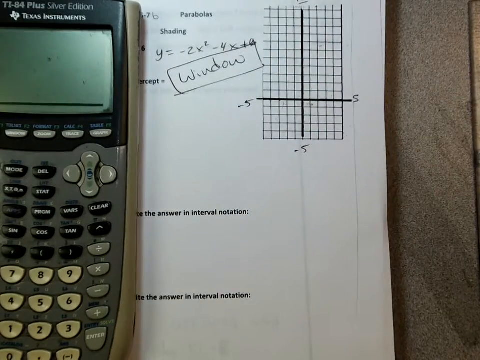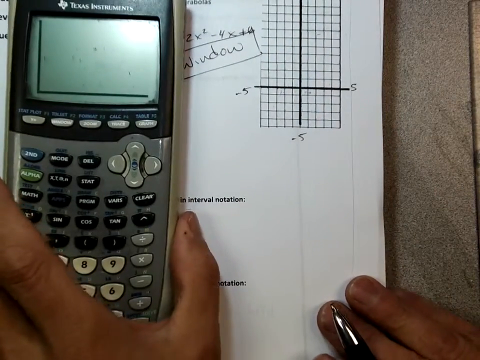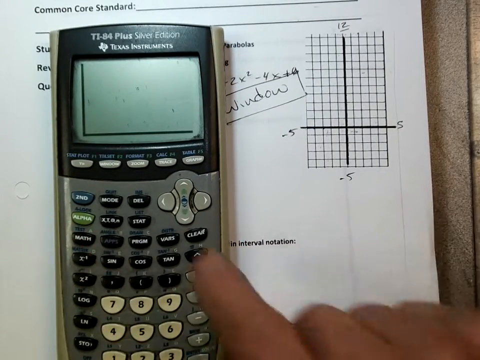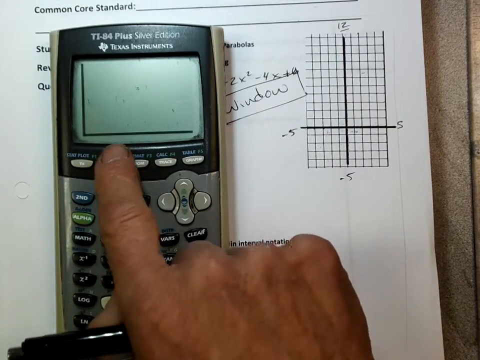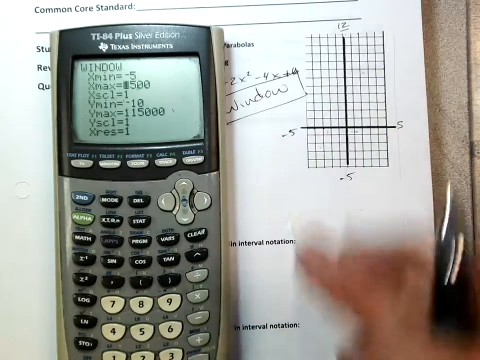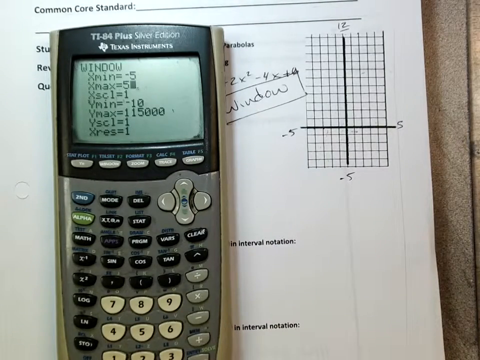So the window I want to put in my calculator needs to match the window I have on my graph. So I push window, right there, window. You see it? Now, the last person who used the calculator, the window was 0 to 1500. Way too big. We want to go negative 5 to 5. Does that make sense? We want to go negative 5 to 5, so I'm going to go negative 5 to 5, all right? So now, I've squeezed it in, and that's all I'm going to see.